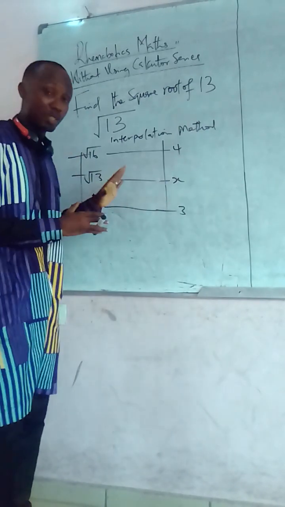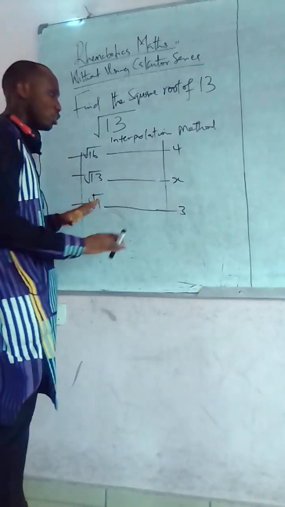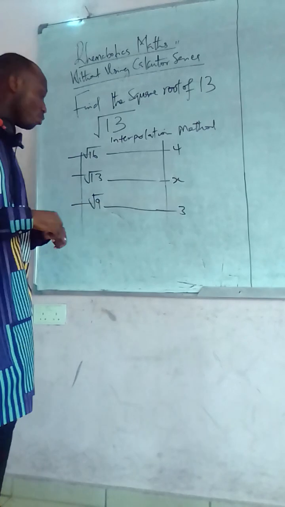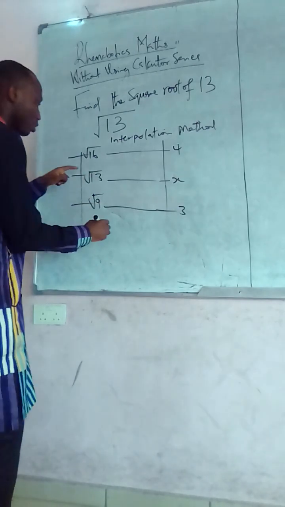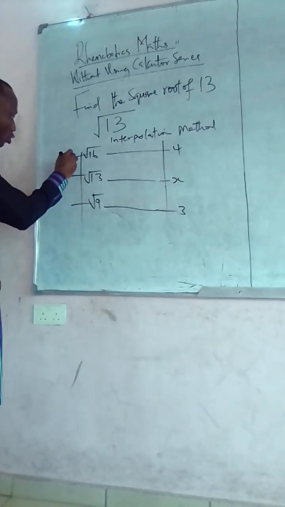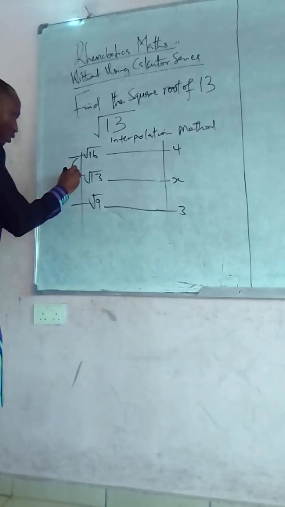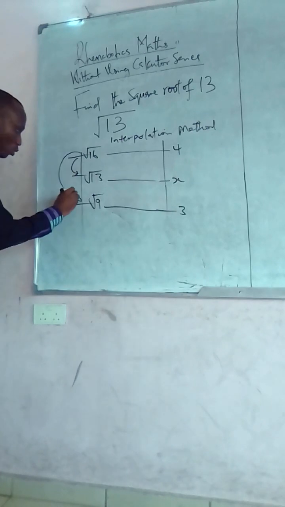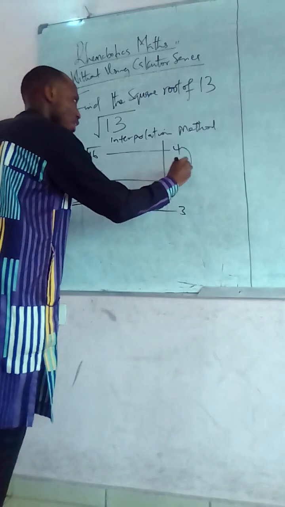So let's continue with this particular problem. We're using the interpolation method. From this, we're going to come up with an equation. First of all, we'll come up with a fraction. We subtract this from this, and we also do this, then we'll do this and also do this.